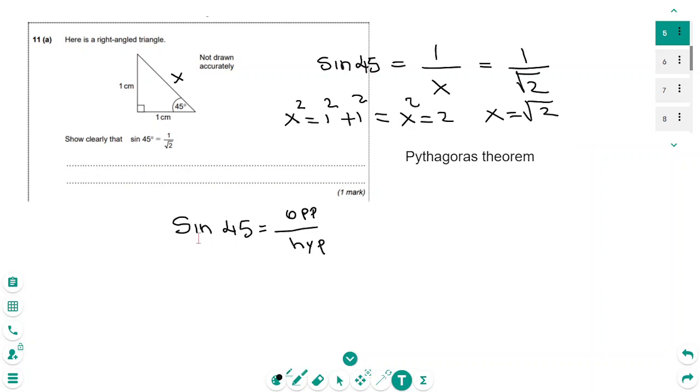And now I'm ready to apply this formula for the sine. So the opposite of 45 is 1, and the hypotenuse is square root of 2. So I have proved this trigonometric ratio. So it's 1 over root 2.